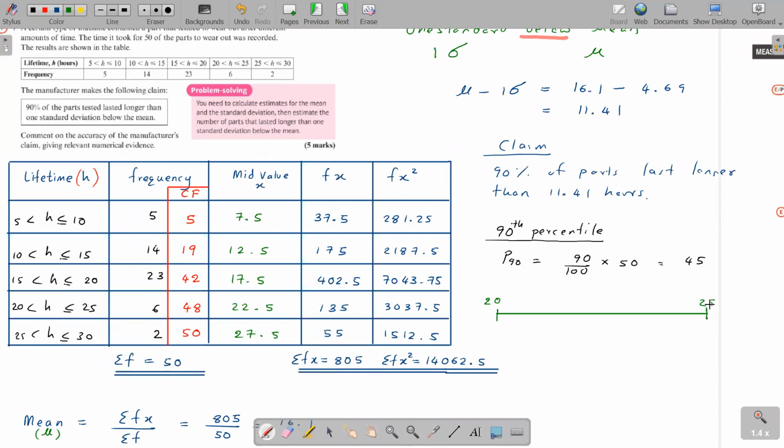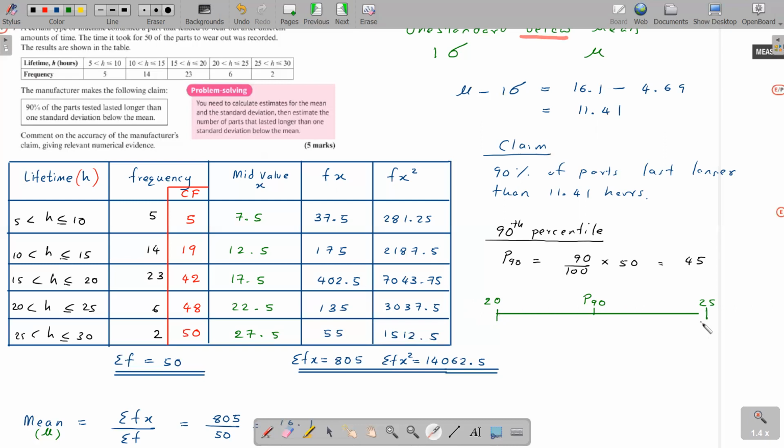20 to 25. Okay, and then I think we don't even need the calculation, isn't it? Why? I think you can see the 90th percentile is actually falling between what? The 90th percentile falls between 20 and 25 hours. What's the manufacturer's claim? He says the 90th percentile is 11.41 hours. Now do you see that our 90th percentile is way above that? Do we actually even need to find it now? Because we can clearly see the 90th percentile falls between 20 and 25 hours.